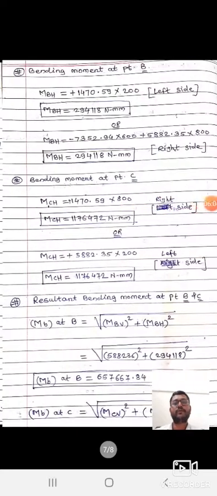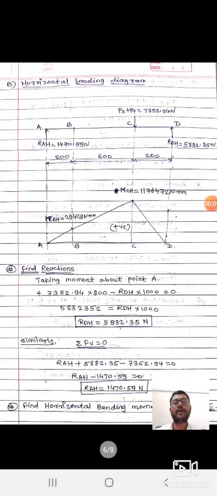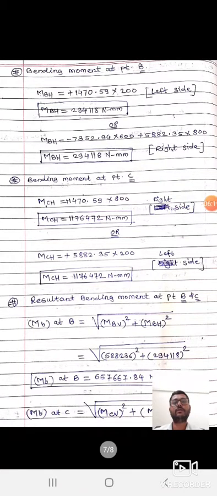And next force is 582.535, that is reaction at point A, and that force is acting anti-clockwise about point B, and perpendicular distance between point B and point D is 800 mm. So just calculate given equations. We got the answer for bending moment at point B, that is horizontal bending moment, equal to 294,118 Newton meter. That means we got same answer for either left side or right side.